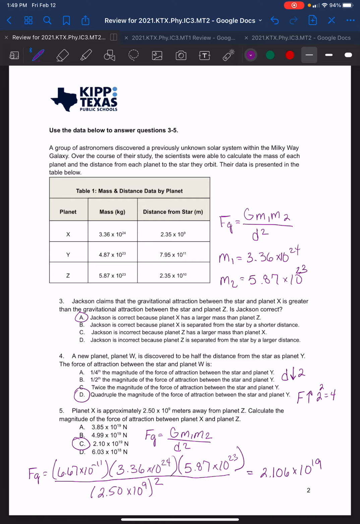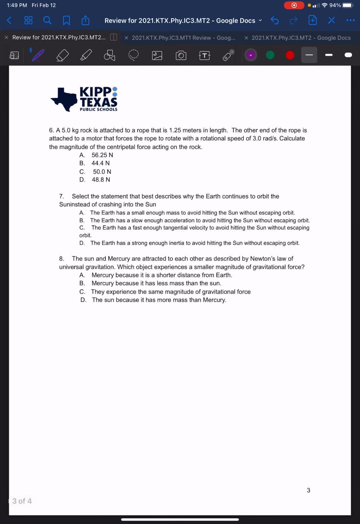All right, switching gears. Problem number 5. So we have a 5 kilogram rock. So we're going to make sure we note that. A 5 kilogram rock is attached to, again, a rope that's 1.25. And we know they're alluding to radius at this point. So I'm going to put R is equal to 1.25 meters. And we also know that mass is equal to 5.0. And so the last remaining variable is our rotational speed right here, which is 3.0. So rotational speed equals 3.0 rad per second.